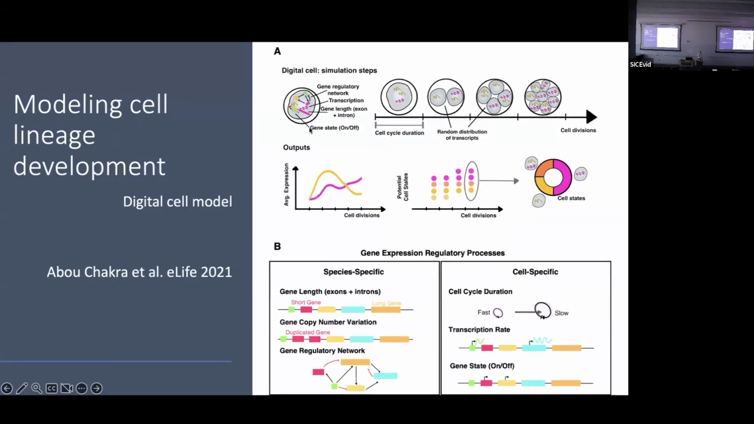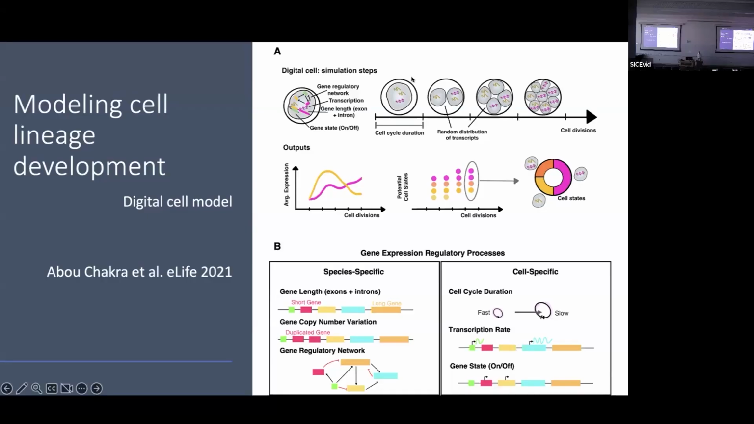Each cell is represented as an agent, and each agent has a genome with a set of genes on it, and the genes can express, and there's a gene regulatory network that's incorporated, and the cell division event can occur. So in the beginning there's a cell, it generates genes from its genome, and then there's a cell division event that occurs that randomly distributes the transcripts to the children cells, and we can just keep on doing that as many cell divisions as we want.